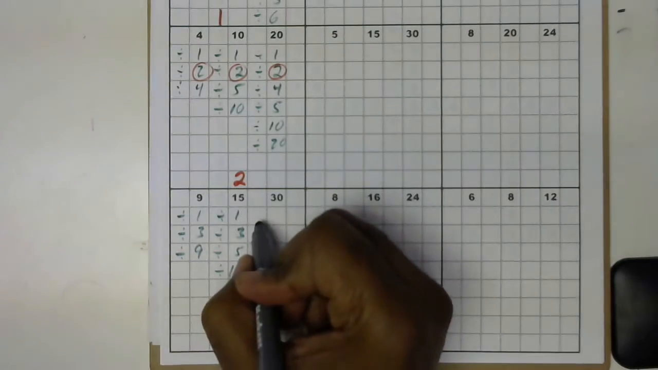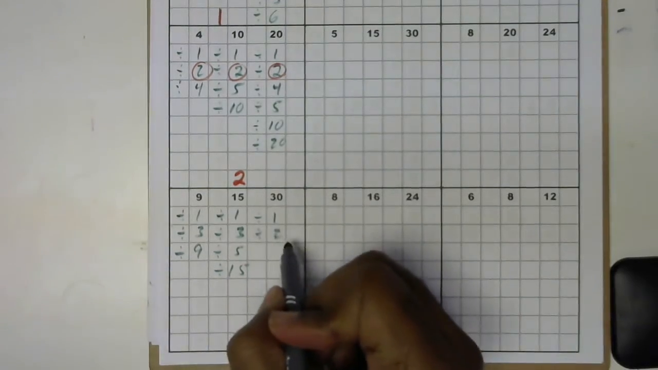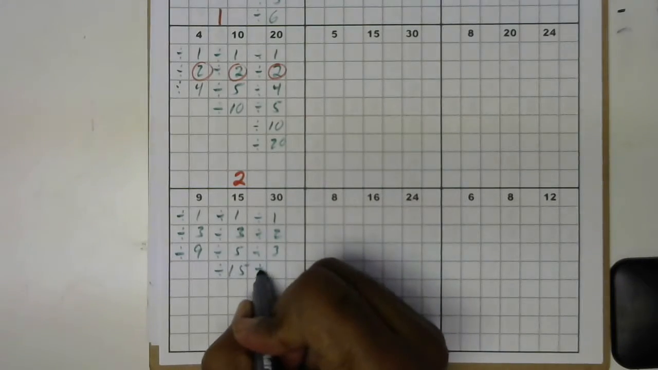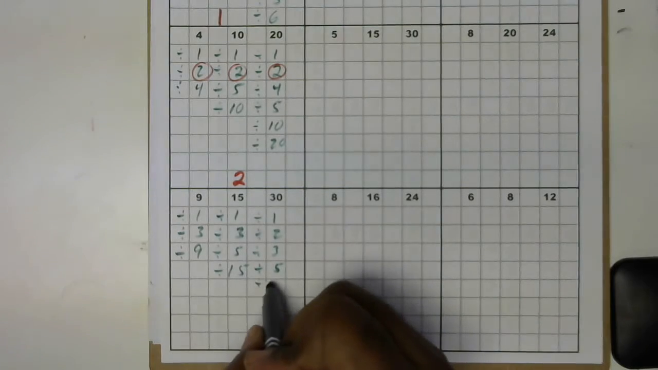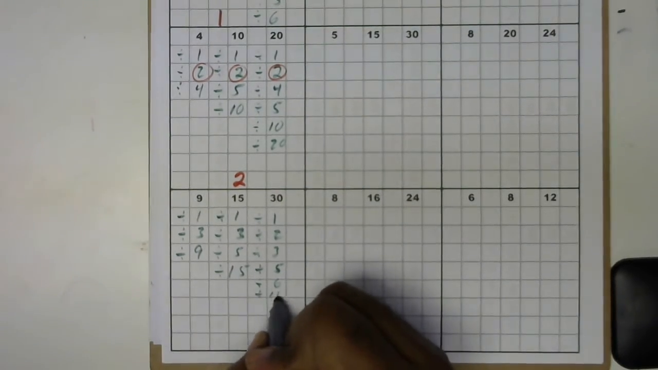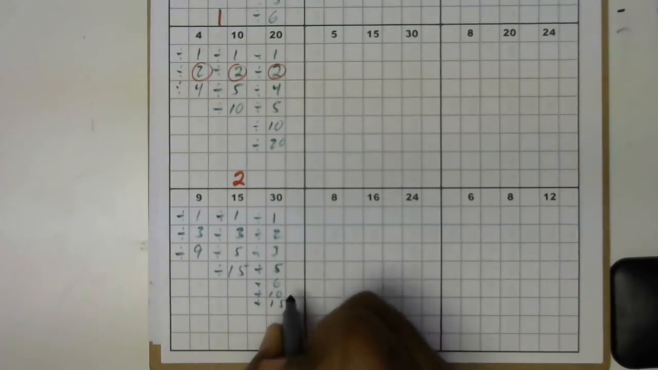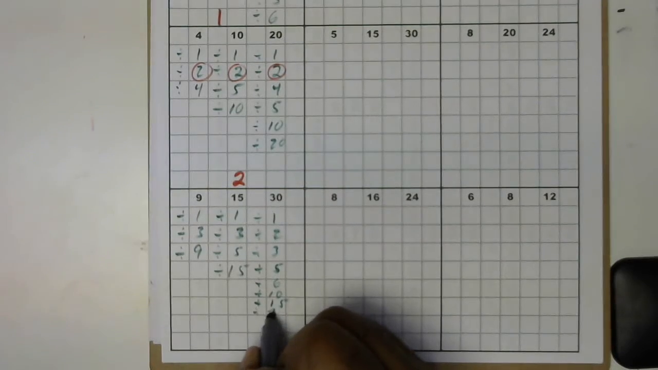Now 30 can be divided by a lot of stuff. It can be divided by 1, it can be divided by 2, and 30 can be divided by 3. 30 can also be divided by 5, not 4 though. Let's see, and 6, 7, 8, 9, 10 can be divided by 10. 11, 12, 13, 14, 15 can be divided by 15. And we're halfway there, so we can divide it by 30.